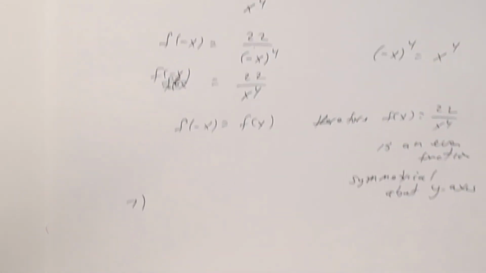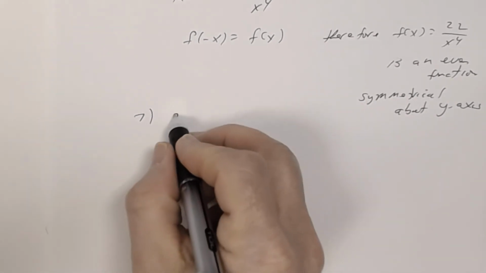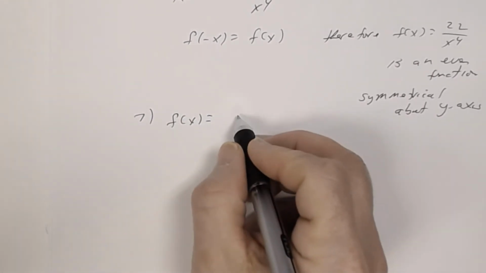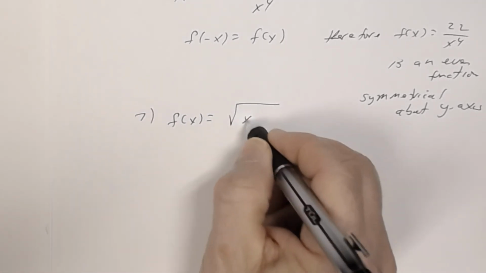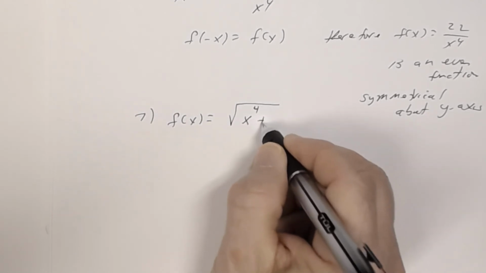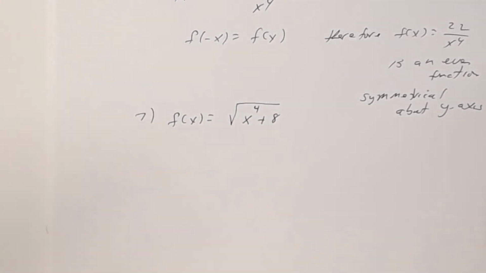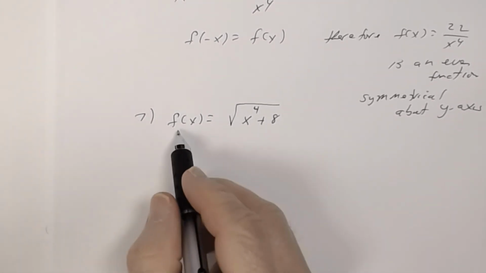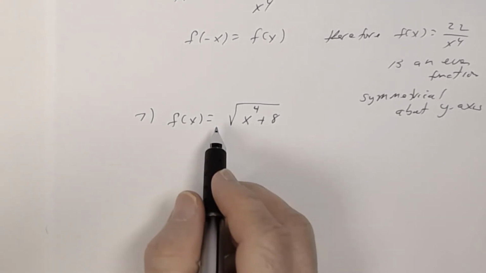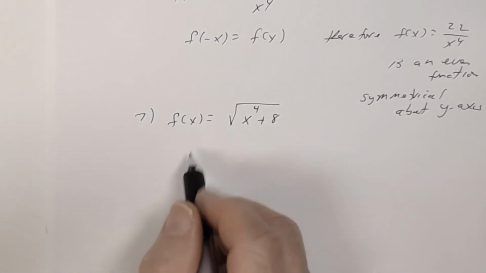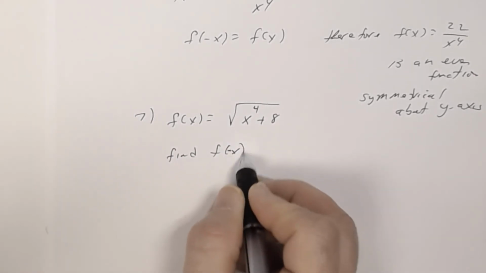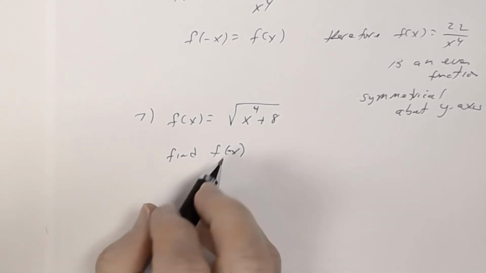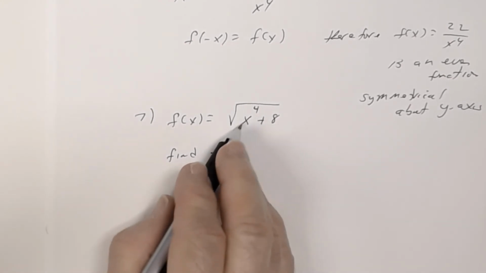All right, this is number 7. Number 7, let's suppose we had f of x is equal to the square root of x to the fourth plus 8. All right, let's see what that is. So I want to see, is this going to be an even function, an odd function, or neither? Well, let's find f of negative x. Notice in every case we had to find f of negative x. So wherever I see the variable x, I'm going to substitute negative x.